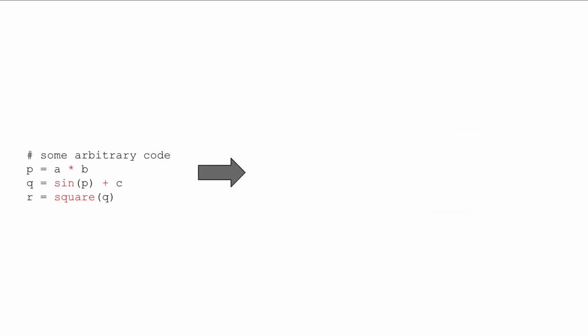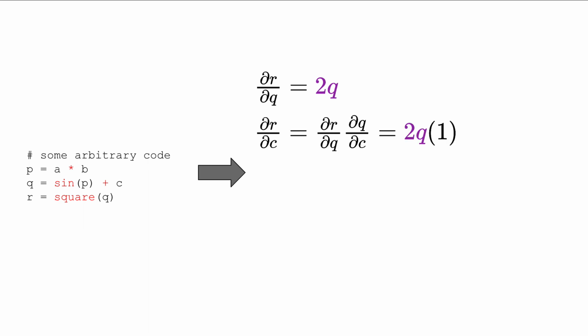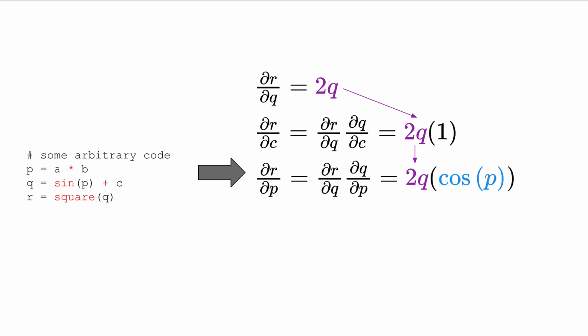So if we look at the arbitrary code we had previously, first of all, let's just write out the algebra for this. So dr by dq is going to be 2q, which is the differential of q to the power 2. dr by dc is then 2q times 1, because dq by dc is 1. And notice how we're already passing the previously computed step back into that calculation, even though we're showing it moving down the page. Obviously we're actually evaluating this from r backwards, so it's going backwards. And then dr by dp, of course, is dr by dq times dq by dp.